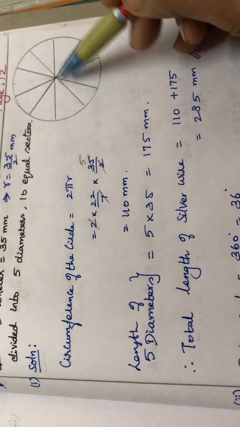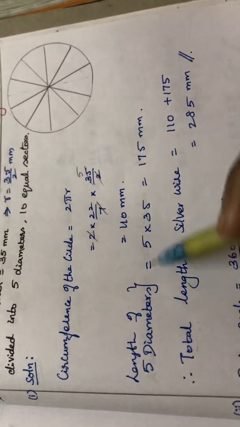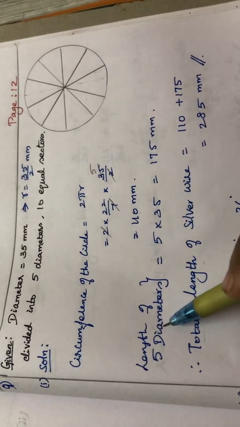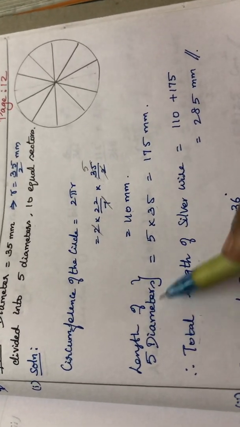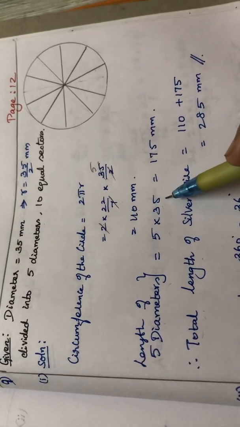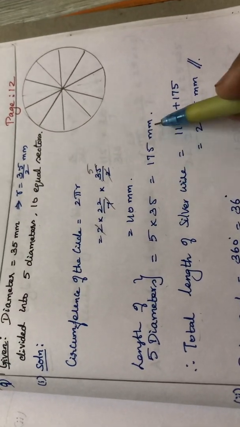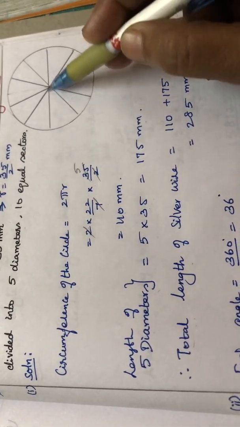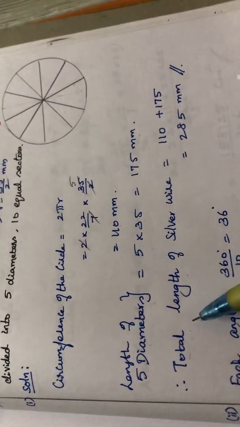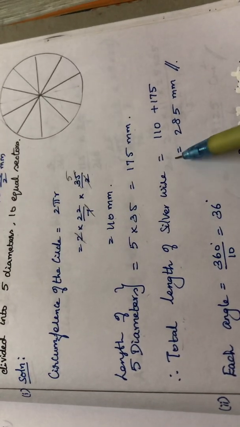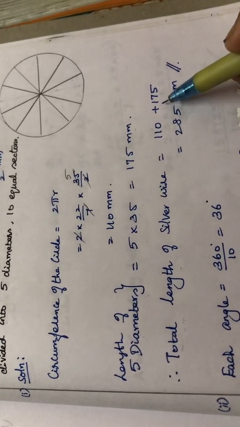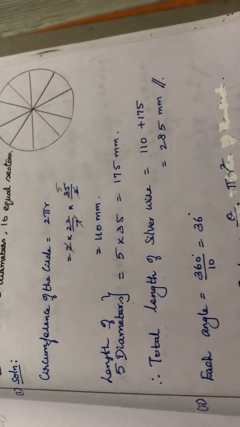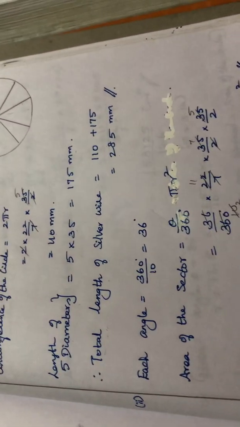Now I am going to find the diameters. The length of one diameter is given in the question itself as 35. Here 5 diameters are there. Therefore, the length of 5 diameters is equal to 5 into 35, which is 175 mm. Now the total length of the wire to make the circumference as well as the diameters, I have to add. Therefore, the total length of the silver wire is equal to 110 plus 175. When I add, it is 285 mm, that is the total length of the wire used.